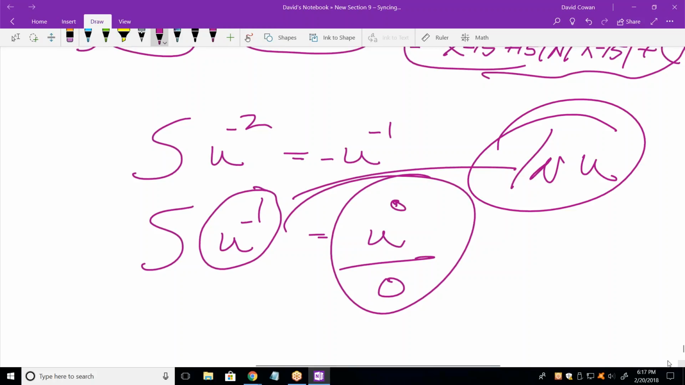Or if you think back to your differential calculus, remember that they taught you to memorize that the derivative of natural log of u is 1 over u. And integration is just the inverse of differentiation. Whenever you integrate something, you better be able to differentiate it and get back to what you started with. Right.